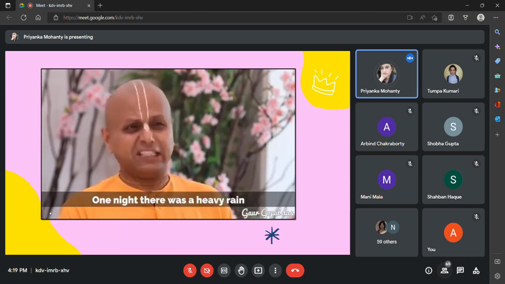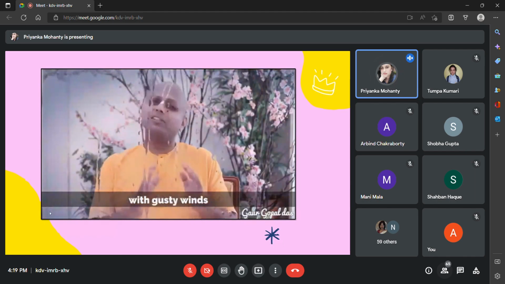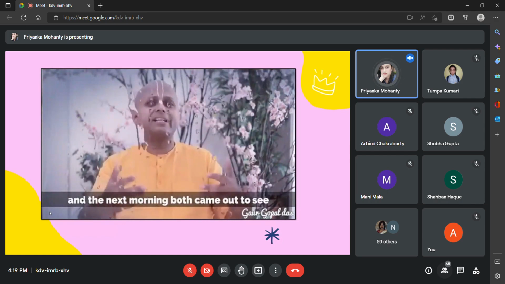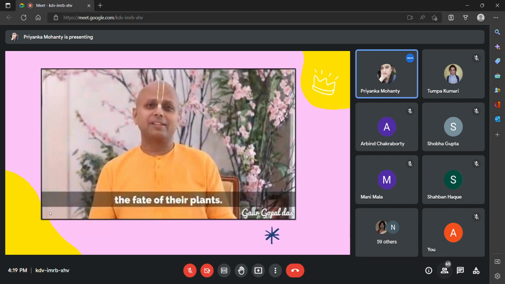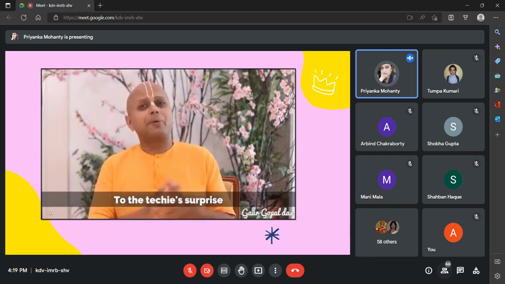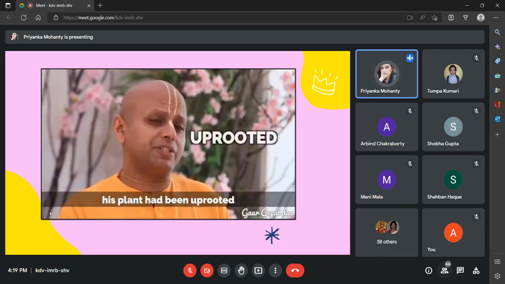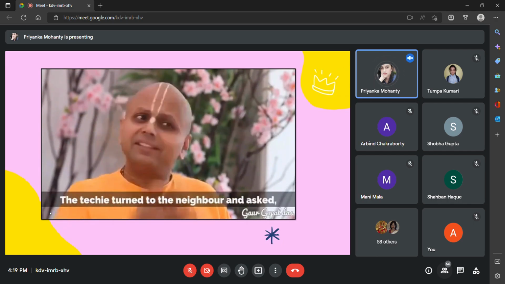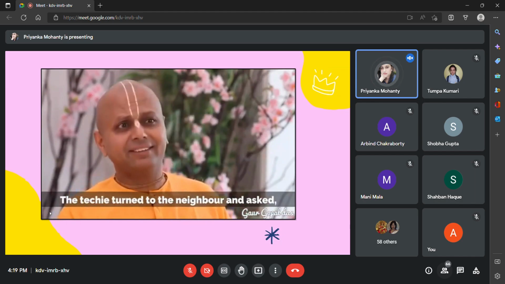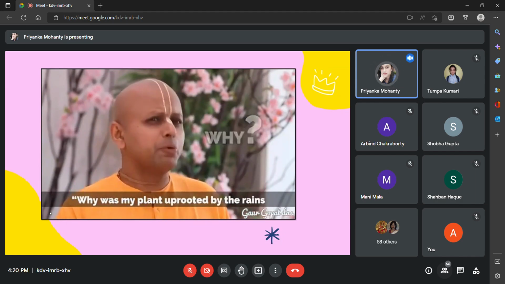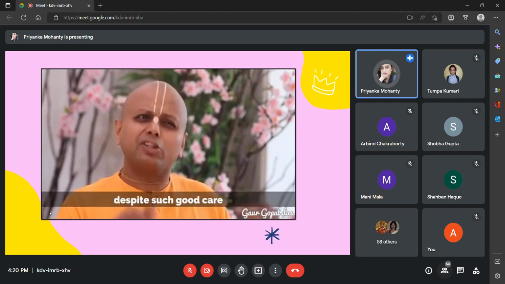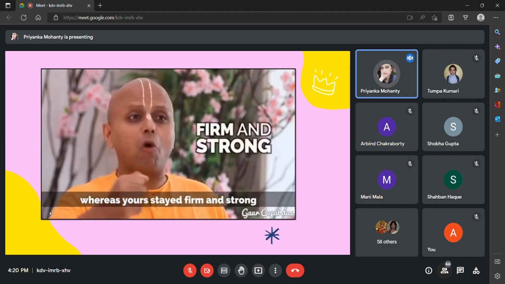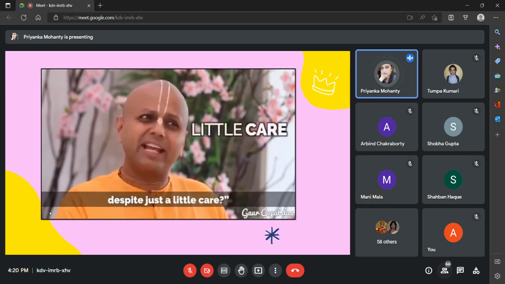One night, there was a heavy rain and gusty winds. The next morning, both came out to see the fate of their plants. To the techie's surprise, his plant had been uprooted, whereas his neighbor's was unharmed. The techie turned to the neighbor and asked, "Why was my plant uprooted by the rains, despite such good care, whereas yours stayed firm and strong, despite just a little care?"